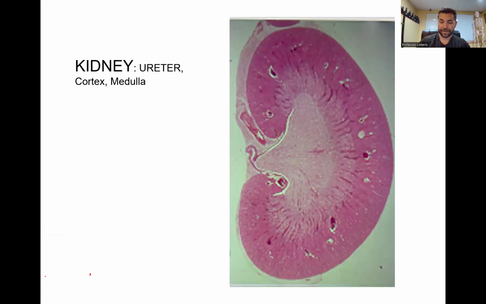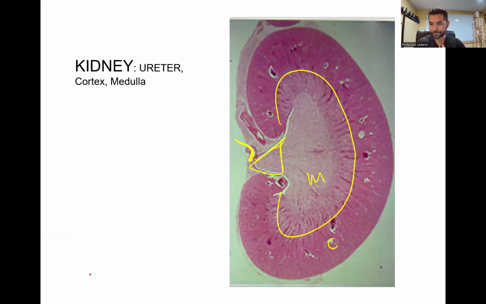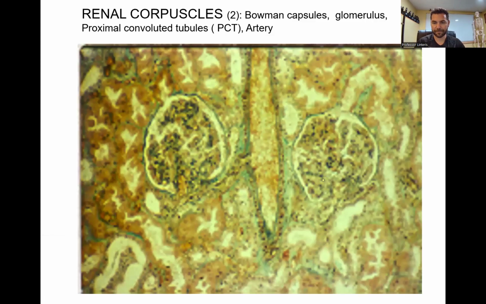The first one is the kidney, obviously. We can see the ureter right here, right? We can see that renal pelvis. We can see the difference between the cortex and the medulla. That's it, right? Basic picture of a kidney.